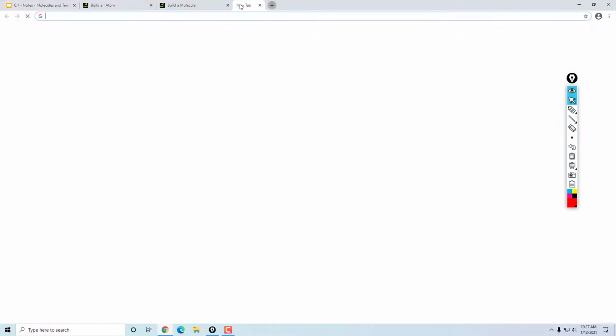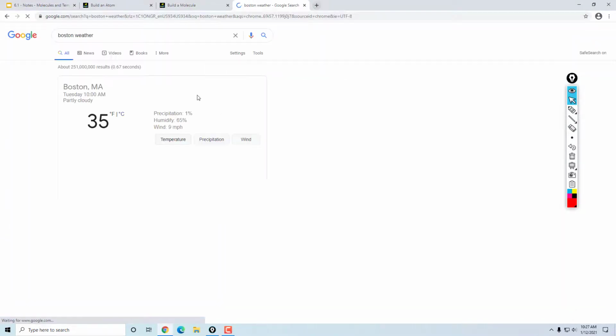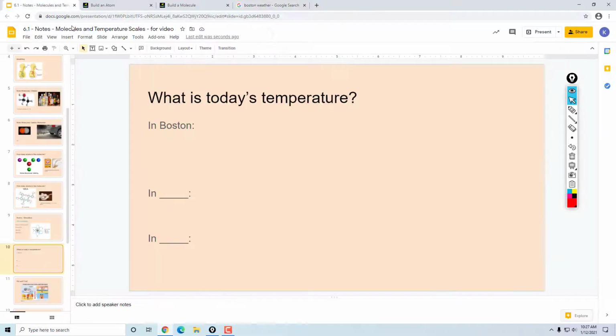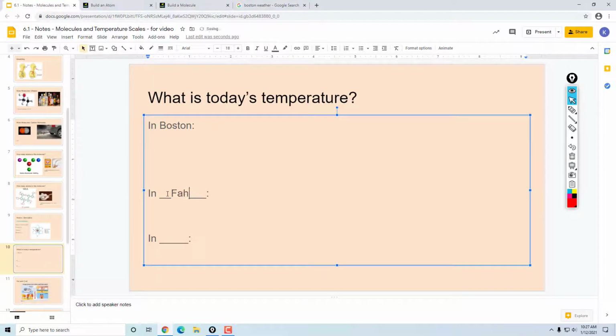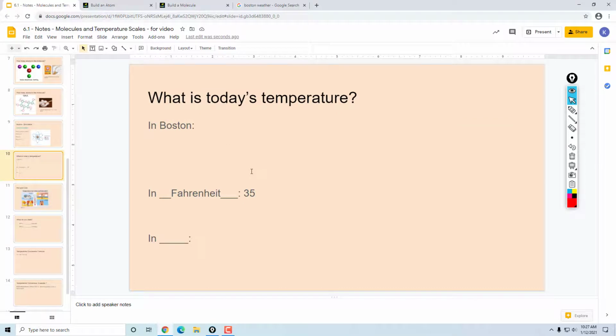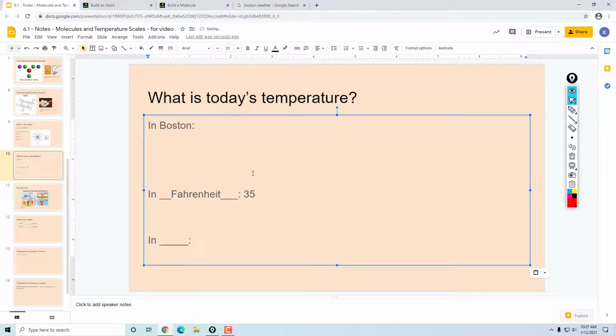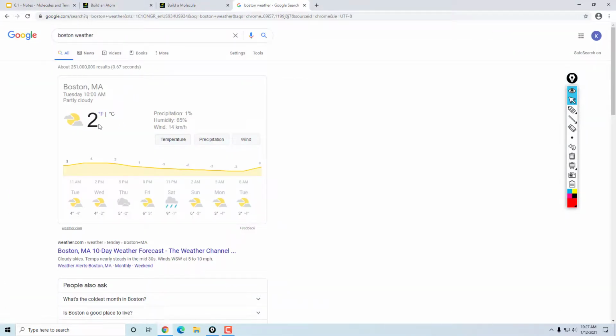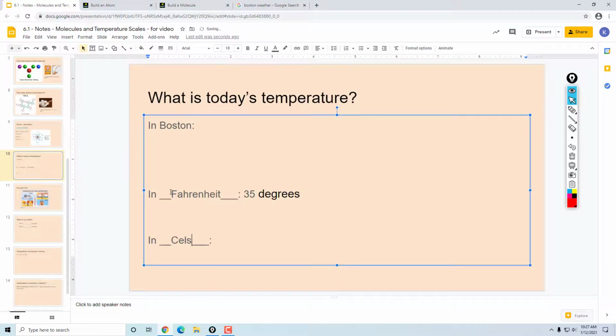So what is today's temperature? Let's go to Boston weather. Today's temperature is 35 degrees Fahrenheit. I'm going to just copy this. 35 degrees. And in Celsius, it is 2 degrees Celsius. In other words, 2 degrees Celsius and 35 degrees Fahrenheit are the same.